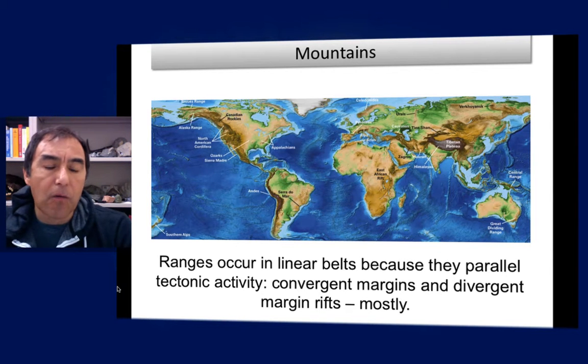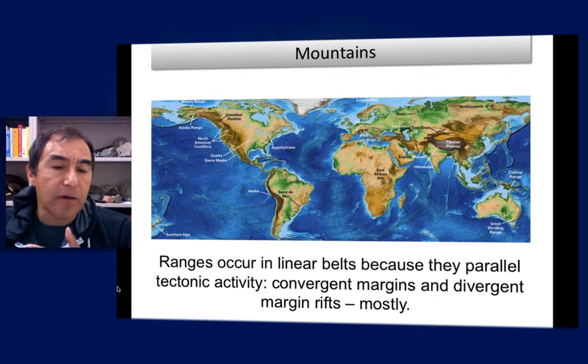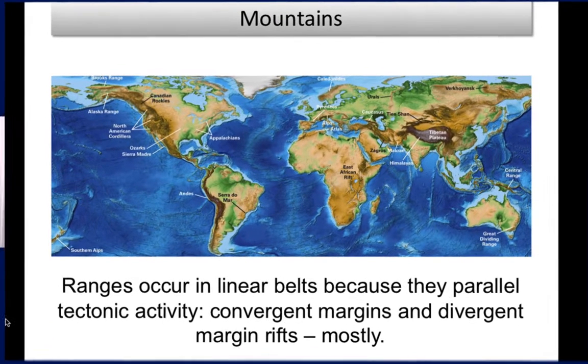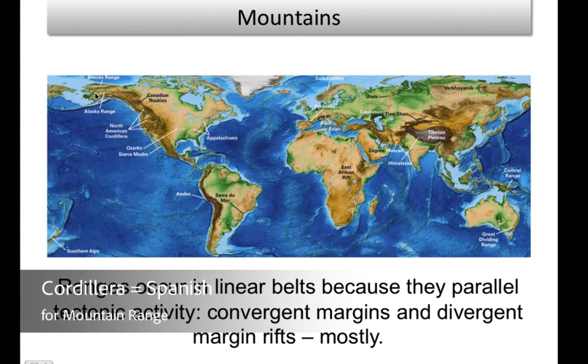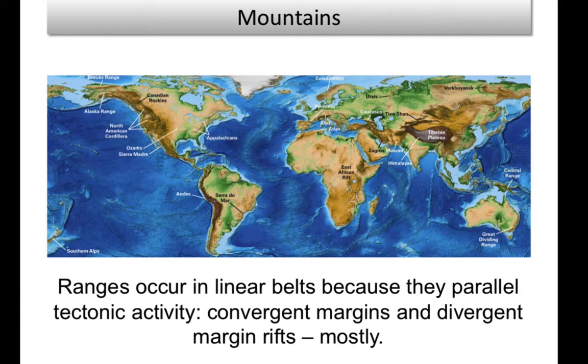Now, one of the questions in the quiz deals with why mountain ranges are linear features, and the reason is because they parallel tectonic activity. Mountain ranges could occur at convergent margins like the Andes Mountains here, or the North American Cordillera. In fact, everything from basically Mexico all the way up into Alaska is called the North American Cordillera. And Cordillera is a Spanish word which means mountain ranges, right? So that's the North American Cordillera.